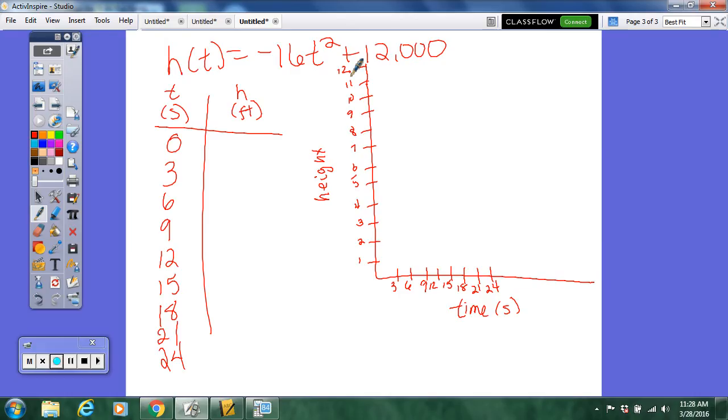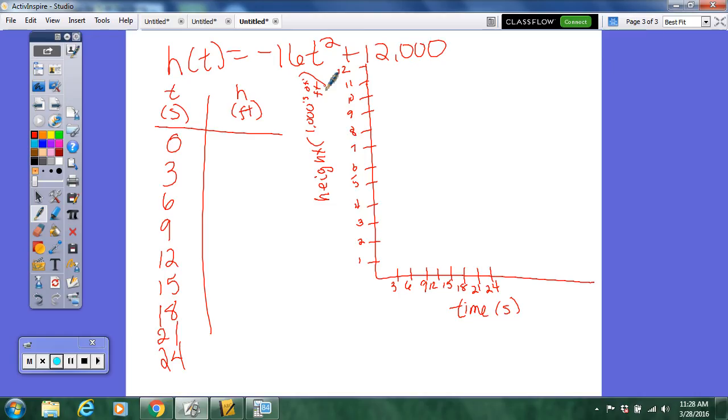Is this counting by ones right here? Is this y-axis counting by ones? What's it counting by? Thousands. Look in that, I wrote it, intentionally didn't write it up here. What does it say right there? Thousands of feet. So it's really counting by thousands.